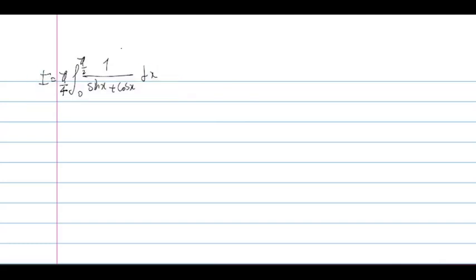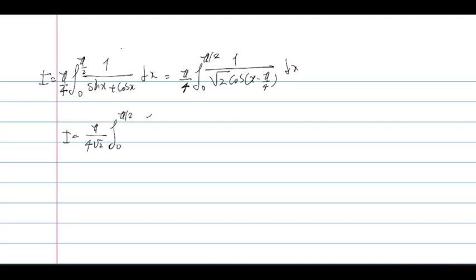Now we know that it's equal to pi over 4, the integration from 0 to pi over 2 of 1 over, now this is what we said, root 2 cosine of x minus pi over 4, dx. So now we can move this root 2 outside the integral, so I is equal to pi over 4 root 2, the integration from 0 to pi over 2 of 1 over cosine of x minus pi over 4 dx.